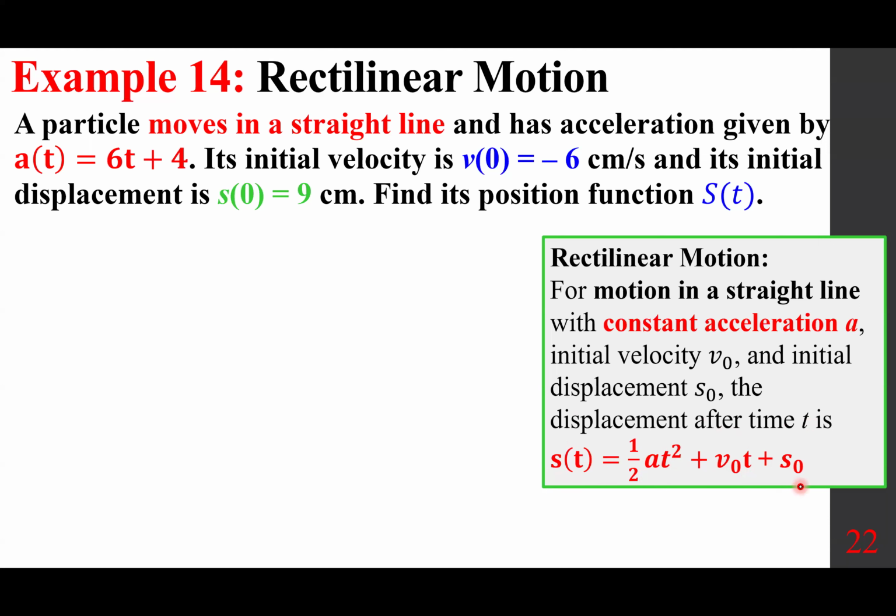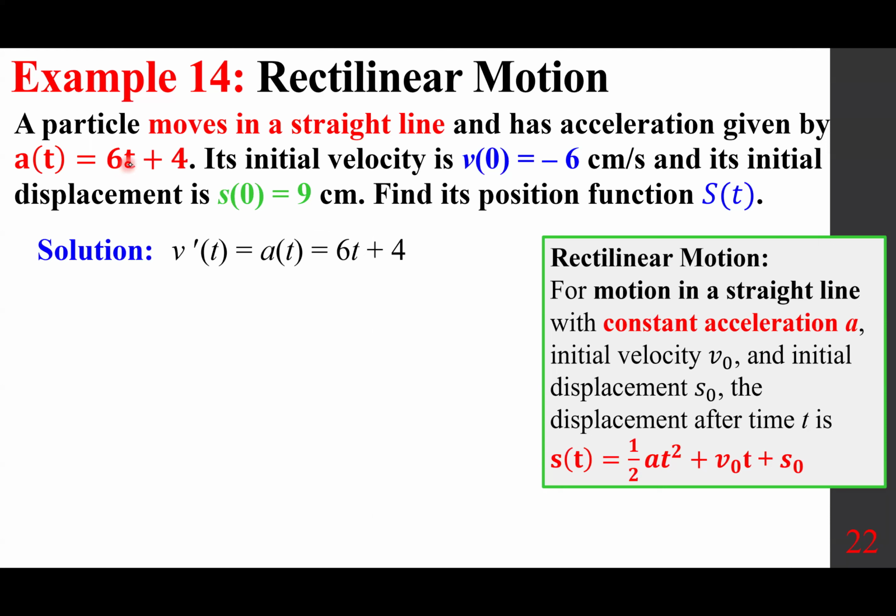Okay. But this one, a of t is 6t plus 4. So it's not fixed. It's not a constant. This is really, in essence, not a rectilinear motion. But in any event, by definition, acceleration is the derivative of the velocity function. Velocity is the derivative of the position function s of t. And therefore, in this case, what is given is v prime of t equals a of t. That's given.